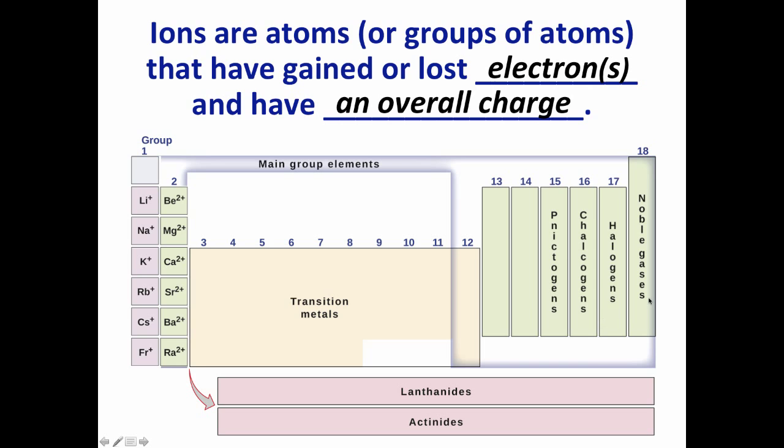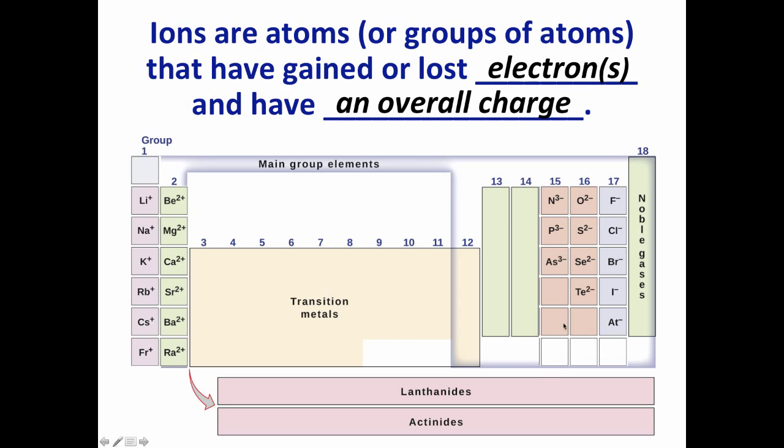If we jump to the other side of the periodic table, the halogens, in the almost farthest right column, form negative 1 charged ions. Chalcogens tend to form negative 2 charged ions. Pnictogens, less reliably, but they tend to form negative 3 charged ions. The elements in column 13 tend to form positive 3 charged ions.